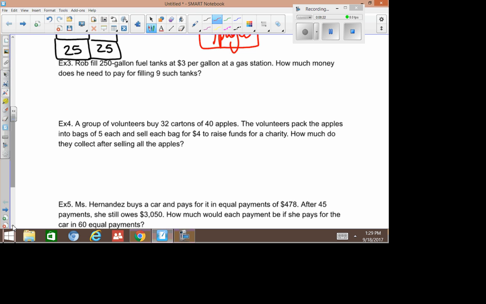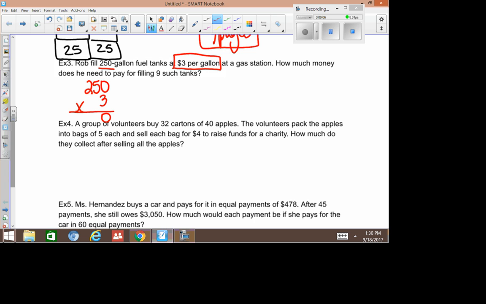Okay, so I have a 250-gallon fuel tank, one right now, and it costs me $3 per gallon. But how many gallons do I have? 250. How do I find out how much money I need to fill that whole tank? I need to times these two. I could count by 3s 250 times, but good Lord, who wants to do that? So let's do like Jack said and do 250 times the 3.